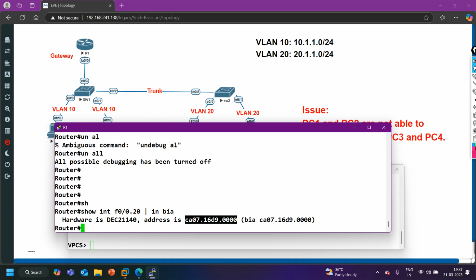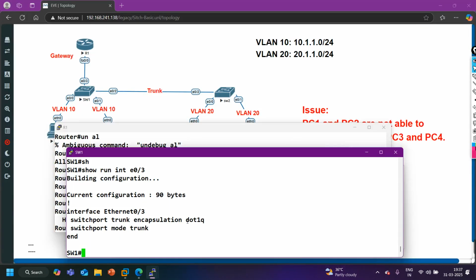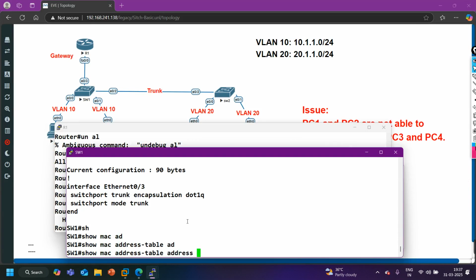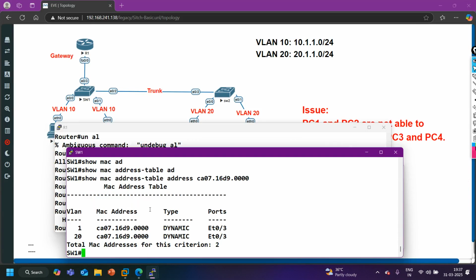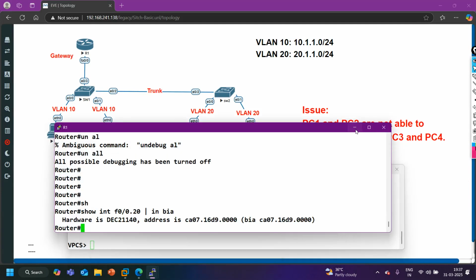My mouse is not working properly today. Now go to switch 1 again and show the MAC address table, then the address, and now you can see it is learning this MAC address in VLAN 20, not in VLAN 10 now. Okay, so everything looks fine now.